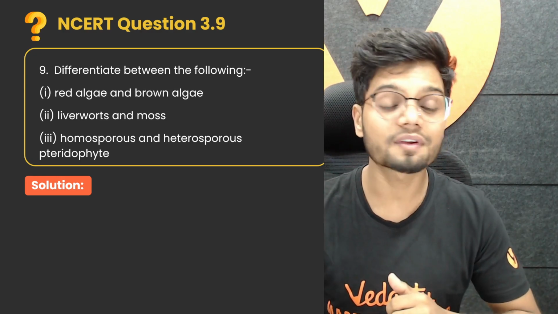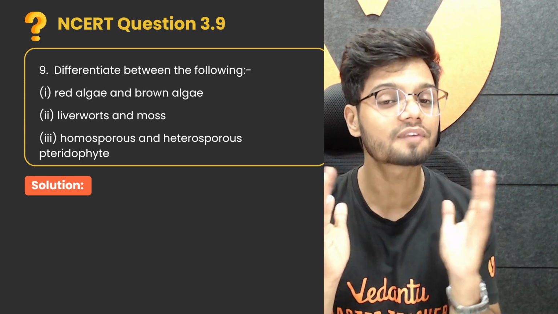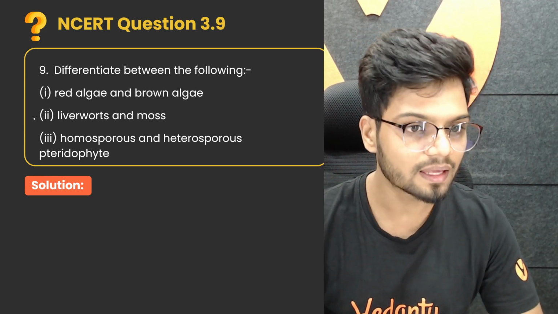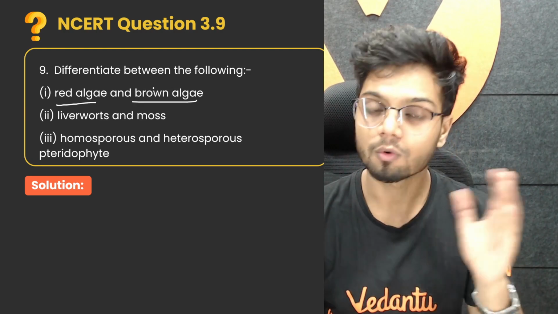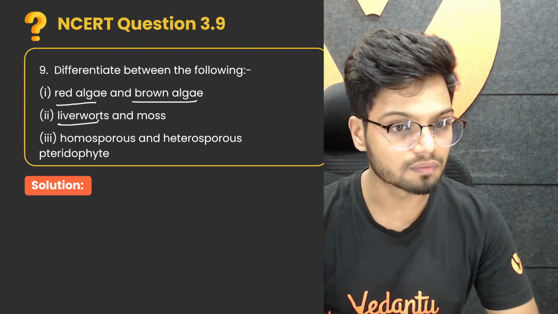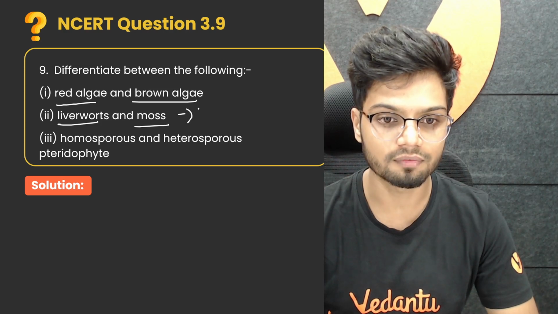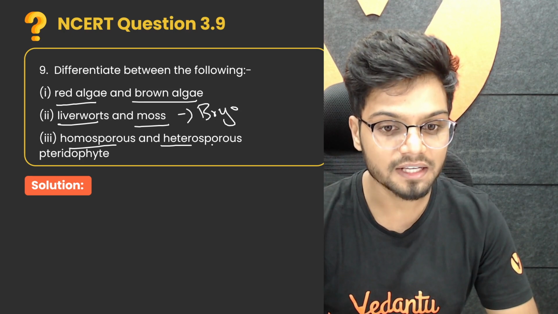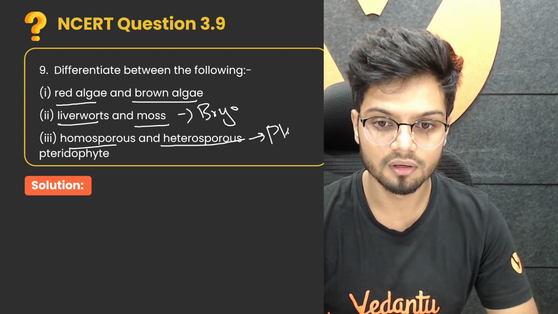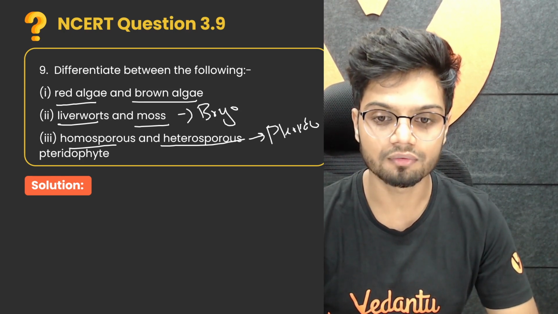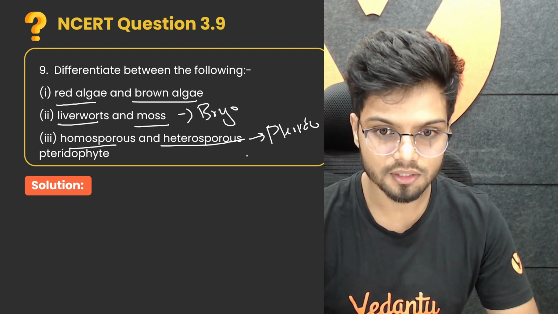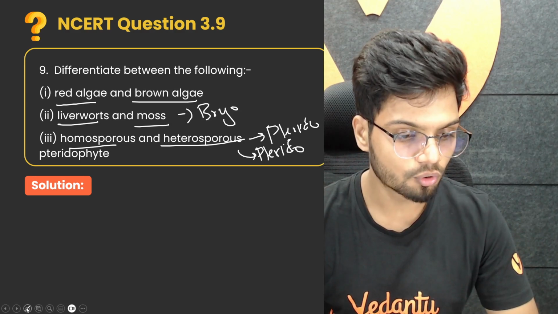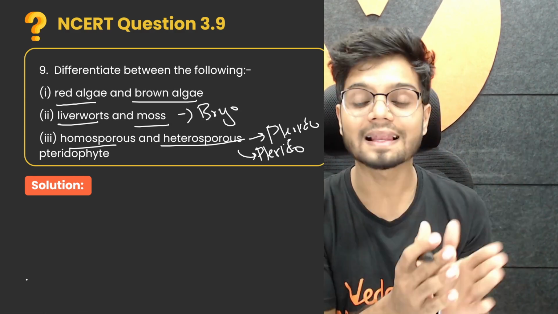They're asking us to differentiate, that is, tell the difference between red algae as well as brown algae. Then the difference between liverworts and mosses, those are your bryophytes, right? Then homosporous and heterosporous, this is seen in your pteridophytes, right? So let's quickly understand the difference between first red algae and brown algae.